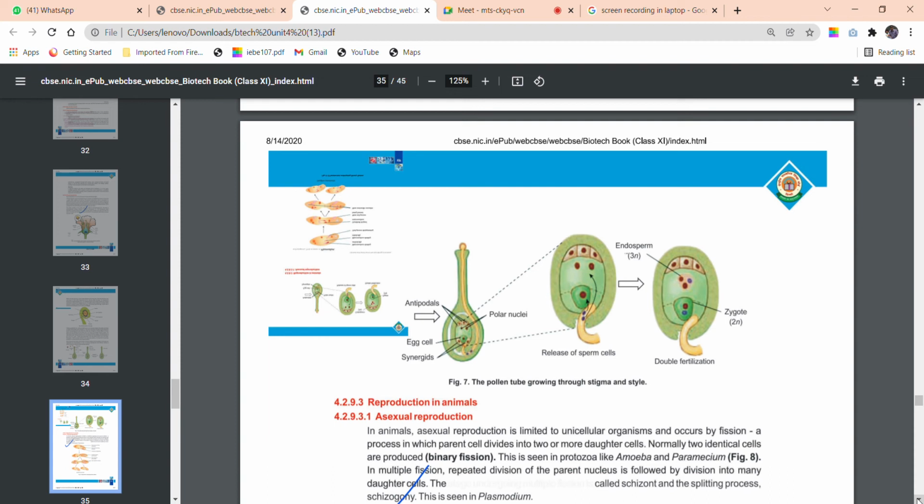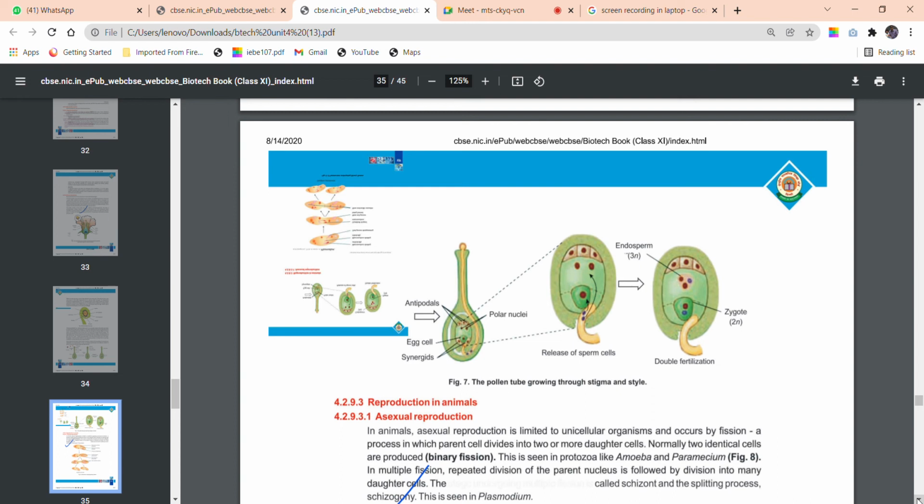Okay, and then inside the cell, after fusion, it will make the endosperm, and that endosperm will act as reserve food for the seed or the fruit. Generally this endosperm is present inside the seed. So this is the overall structure of the seed, where you get the reserve food, and when you germinate that seed, it will germinate due to breakdown of the endosperm cells, and it will provide the energy for the development of the root and shoot.